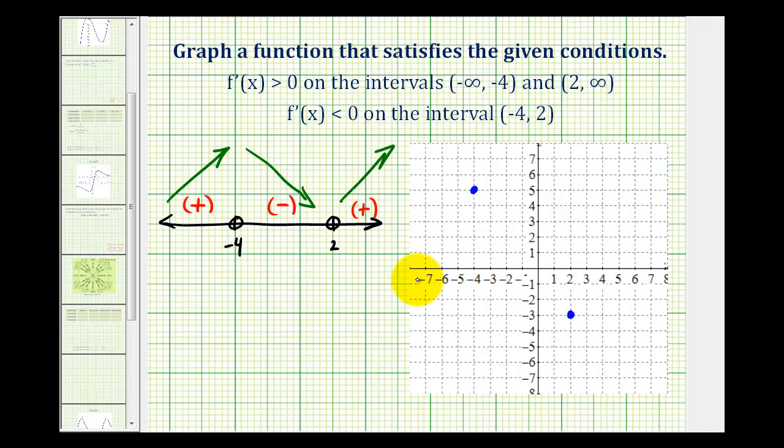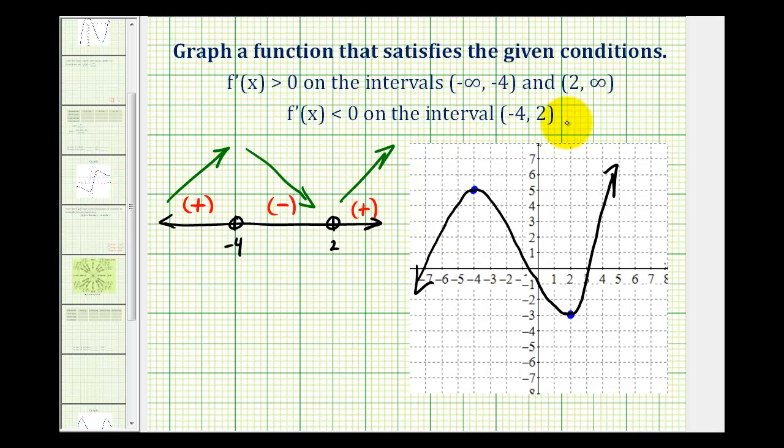The function starts to increase, and then at x equals -4, we reach a relative maximum. Then it starts to decrease. And it decreases all the way to x equals 2, where it reaches a relative minimum, and then starts to increase again. So this would be one possible sketch of a function that satisfies the given conditions.